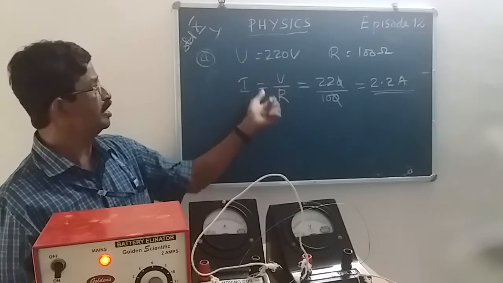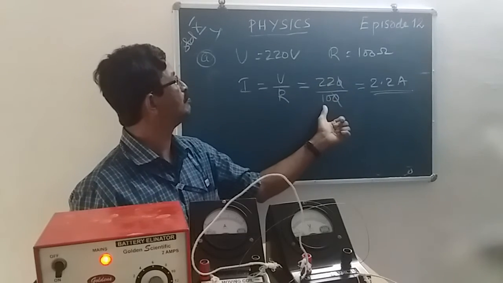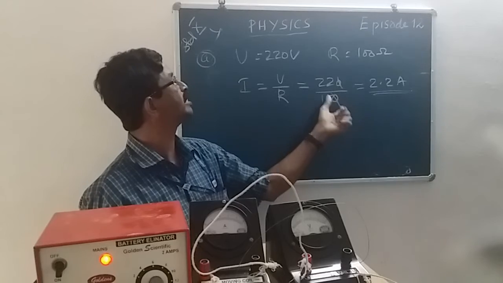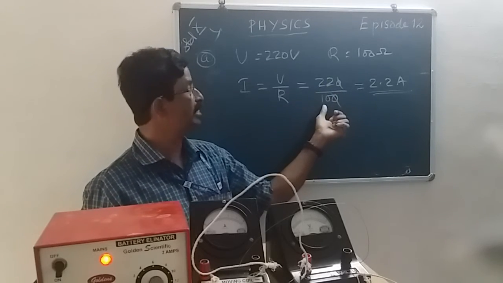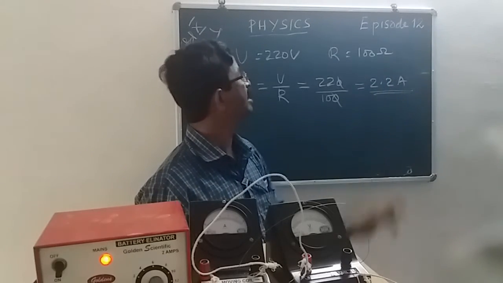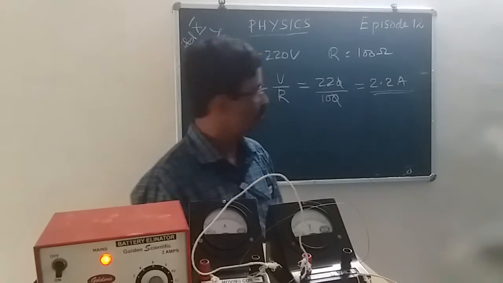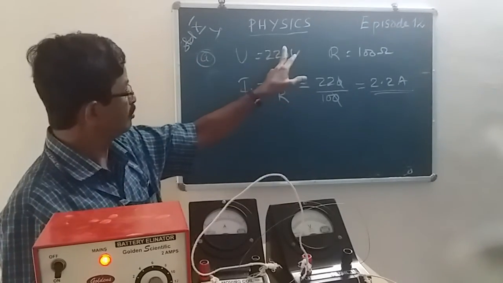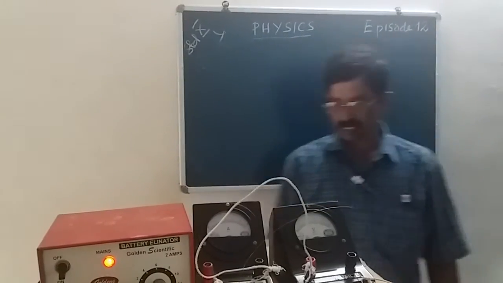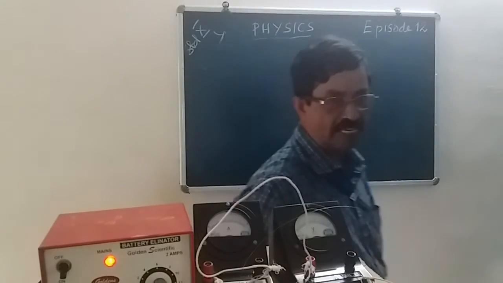This is the current that is being used. I is equal to V by R, that is equal to 220 by 100. That is equal to how much? 10 we can cancel. Then 22 by 10, divide by 10, one decimal we can put from right to left. So we get 2.2 ampere current is drawn by that heater. Okay. The other problem we can do in the next class.